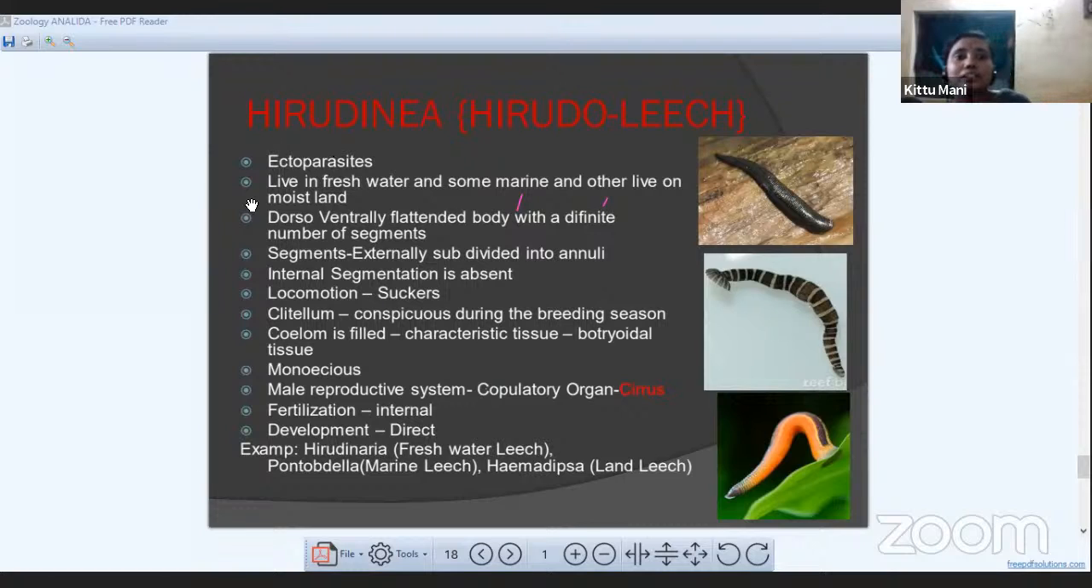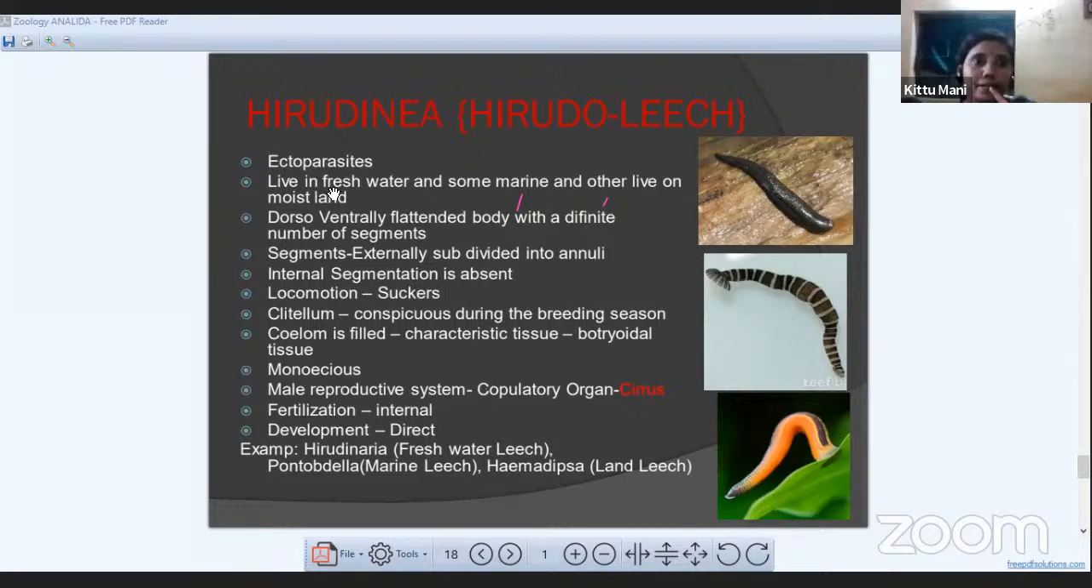Okay. Here the Hirudinean organisms are ectoparasites. Ectoparasites means what? The parasites which live on the external side of the host body. We already discussed the endoparasites. What are the endoparasites in the Platyhelminthes phylum? They live inside the host body, but the Hirudinea live on the external side of the host body.